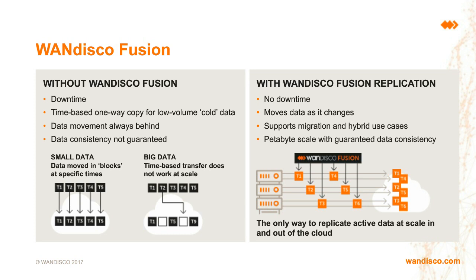That means you immediately have a situation where the data that have been copied from one environment to the other are immediately out of date. Once it's taken place, you can't make changes to the data that have been copied because those changes themselves won't be replicated in like manner. So the data movement is essentially always behind the current state of applications accessing the data in their own environments. What that means is that there is no guarantee around the consistency of data if you don't have WANdisco Fusion in place.